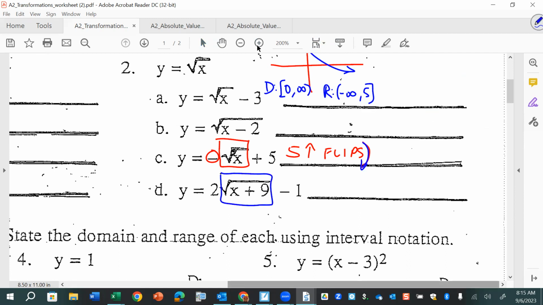I like this one. That's still the square root graph, but what three things happened to it? In green, the outside, so it shifted one which way? Down. One down. The nine plus nine is inside. Inside means side to side, but it's plus, so where's it going? Backwards, the negative, the left.